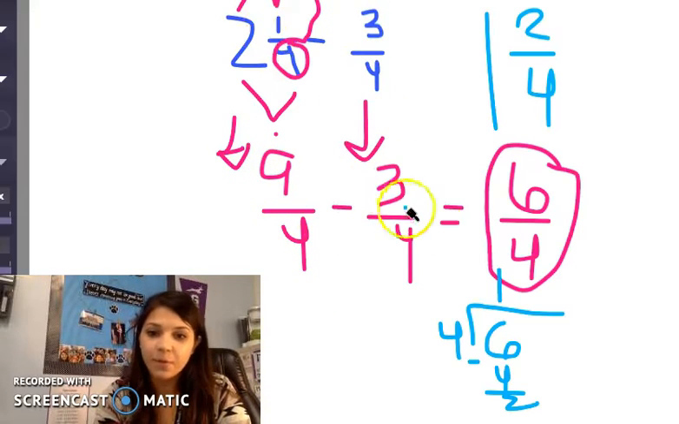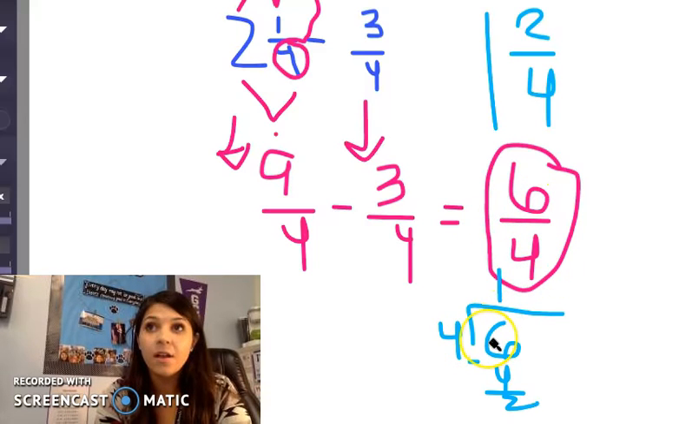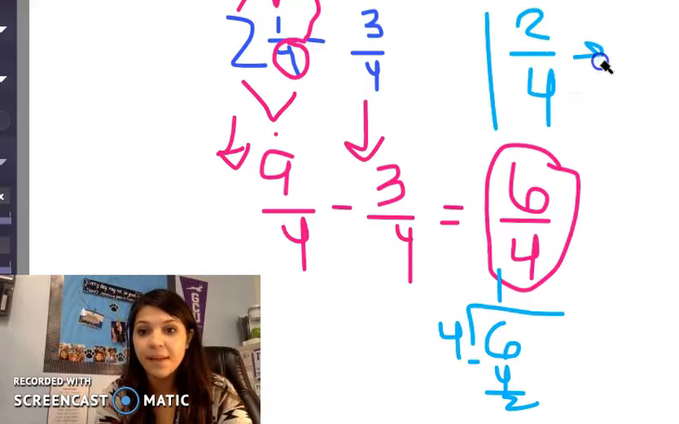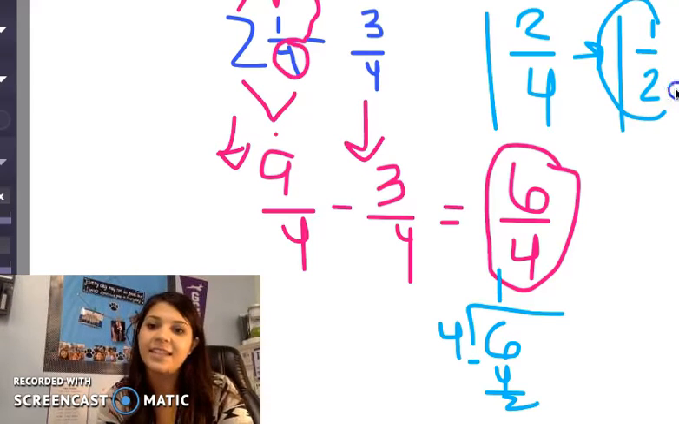Bring down this minus 3/4. We got 6/4. And we were just in the middle of converting. We had 4 goes into 6 one time. We have to bring 1 and 2/4, and we can simplify this by dividing by 2. So we get 1 and 1/2 as that answer there.